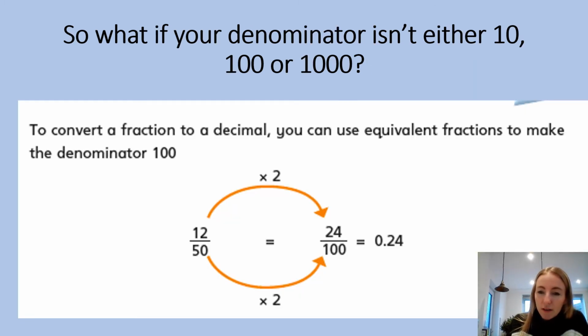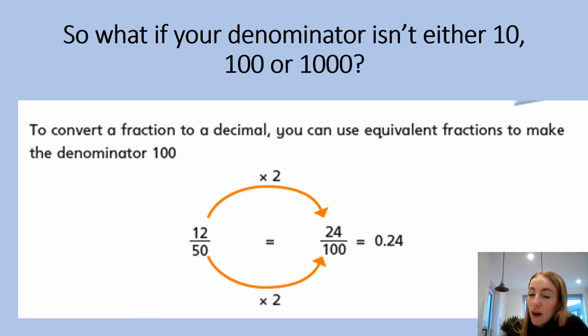And the last thing that we're going to go through today is what if your denominator isn't either 10, 100 or 1,000? Okay. So if your denominator isn't 10 or 100, you need to make your denominator 100 because then it's easier, okay? So for example, if you look at the screen, I've got 12 50ths. At the moment, my denominator isn't 100, it's 50, but I can easily make it 100 by finding an equivalent fraction. And I know that I can convert the denominator from 50 to 100 by multiplying by 2. So 50 multiplied by 2 equals 100.